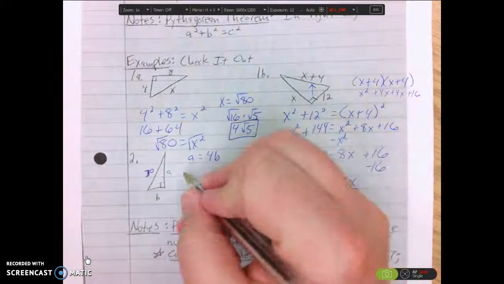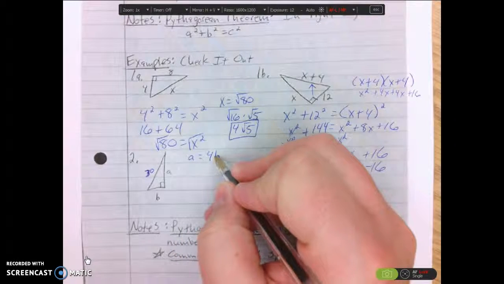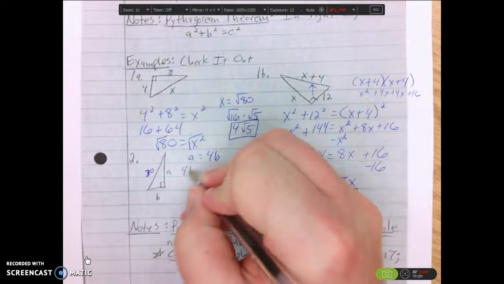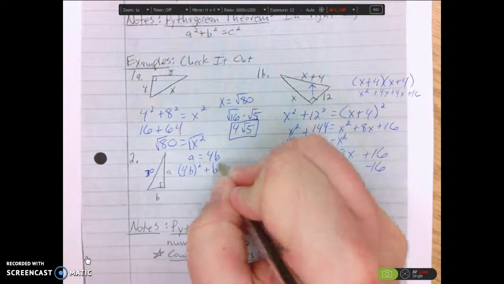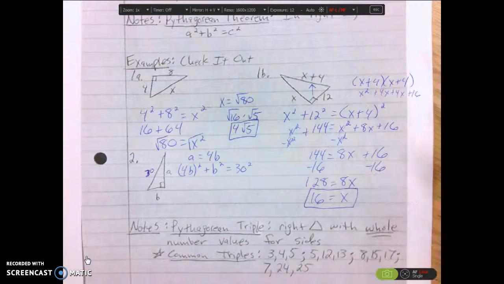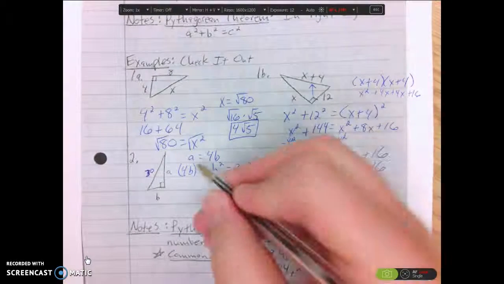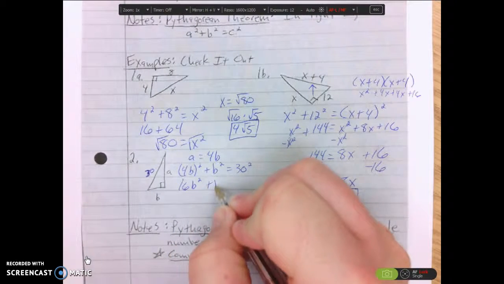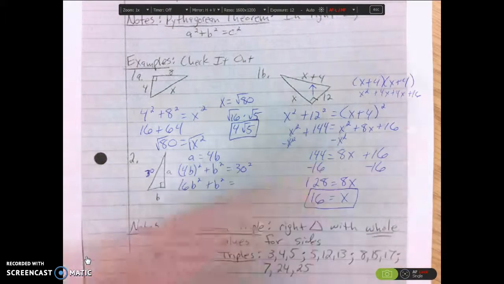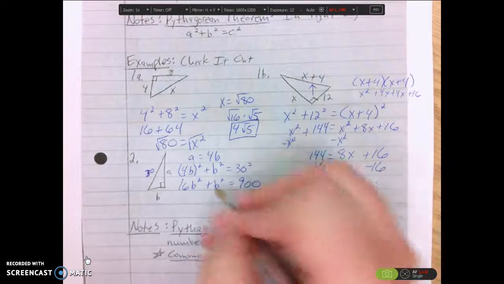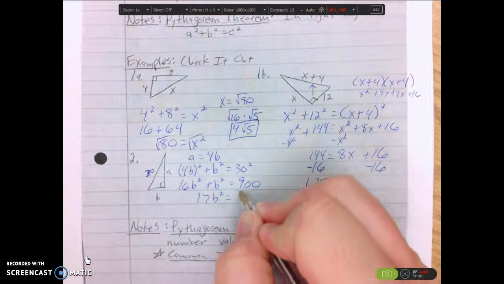So to do this problem, we're going to replace A actually with 4B, because A is 4 times B. So it's 4B squared plus B squared equals 30 squared. And it does say how many inches up the wall. We can take care of that later. This is in feet. It's a 30-foot ladder. But remember, because the whole thing's squared, this is actually 16b squared plus b squared equals 30 squared, which is 900. And so that's 17b squared equals 900.